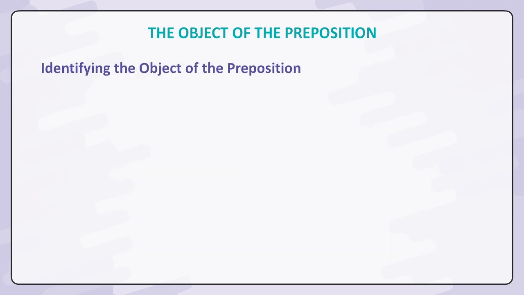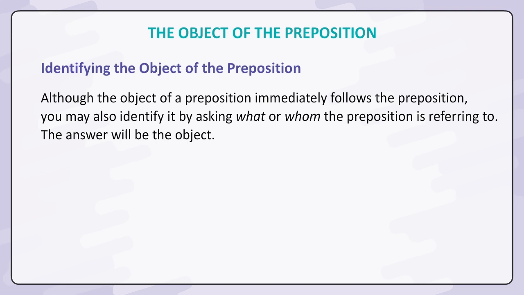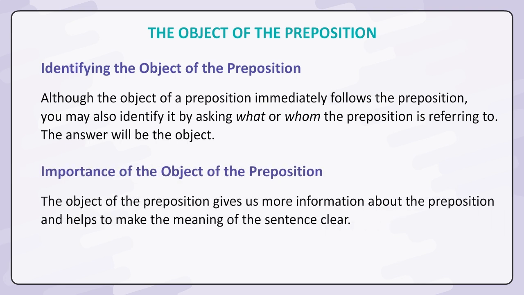Identifying the object of the preposition. Although the object of a preposition immediately follows the preposition, you may also identify it by asking what or whom the preposition is referring to. The answer will be the object. Importance of the object of the preposition. The object of the preposition gives us more information about the preposition and helps to make the meaning of the sentence clear.